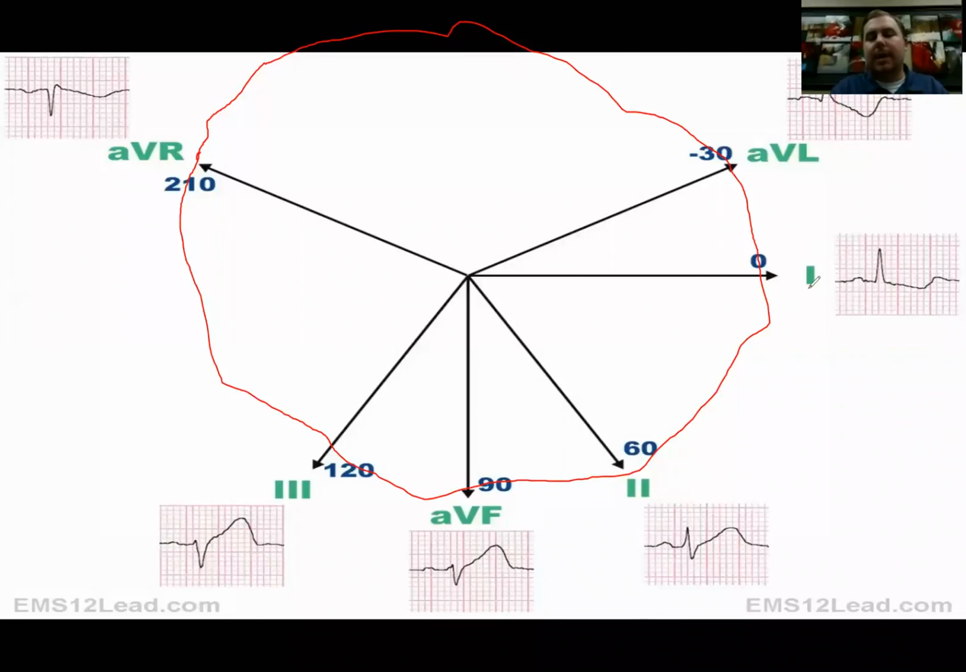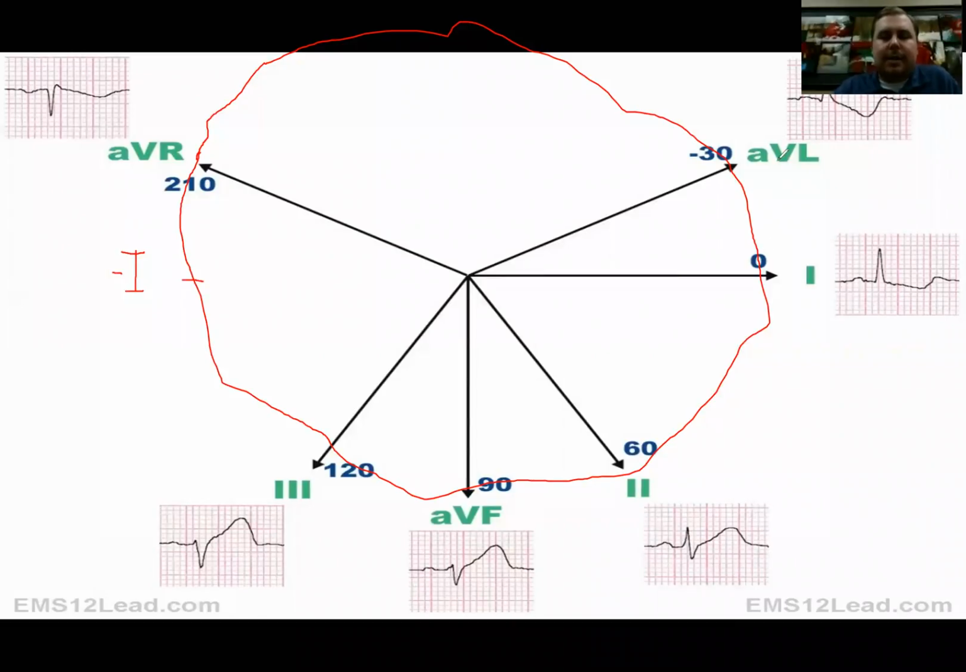So lead 1 right here at 0 is the positive interpretation of lead 1. Well, there would also be an opposite out here, negative lead 1 at 180 degrees. But that's not something that's easily shown to us on our 12 leads, so we just leave it off for the most part. But you'll see in the next slide how useful it is to try to view it as a full 360-degree view of the heart.